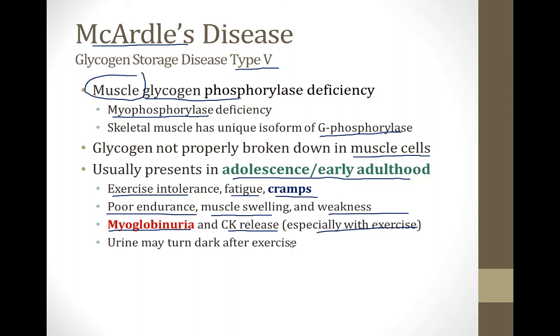And one thing that you may see, especially in a board question, is a patient whose urine turns dark after exercise. That should make you think of muscle damage, and this is one of the reasons that people can have muscle damage with exercise. And that concludes our module on glycogen.